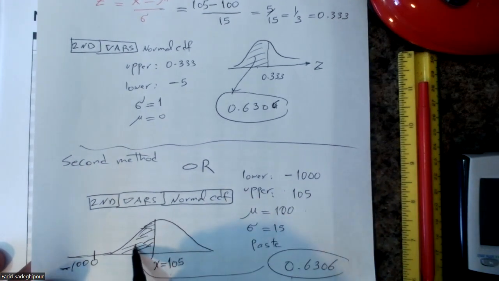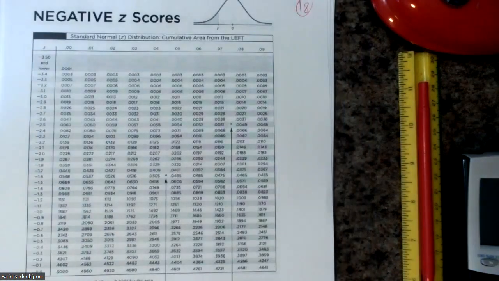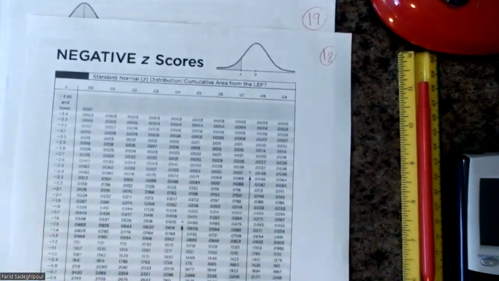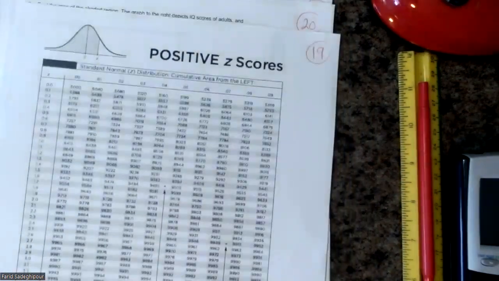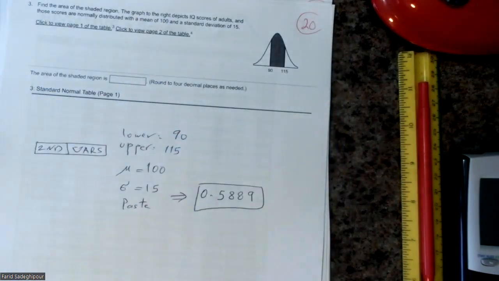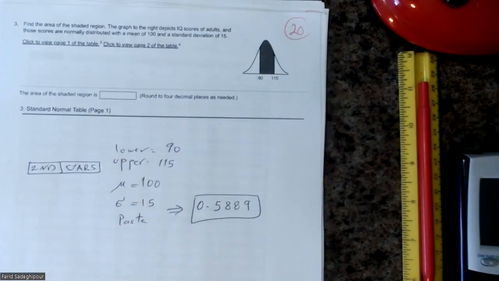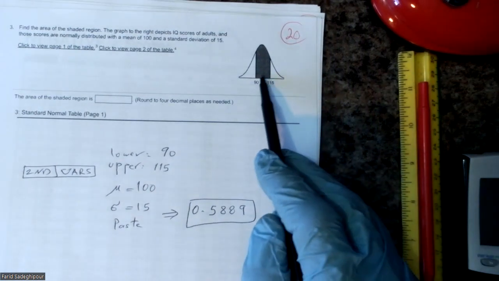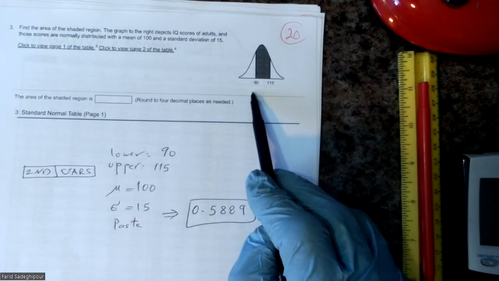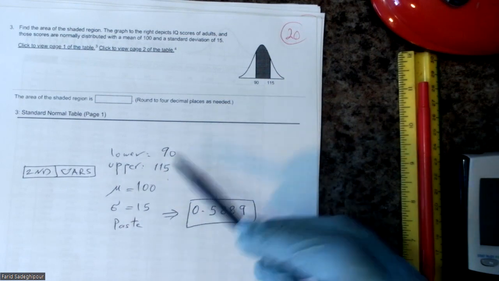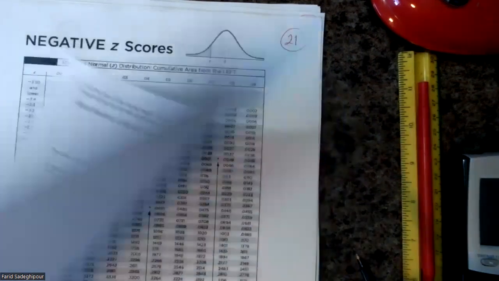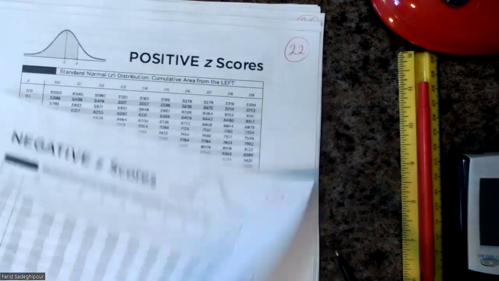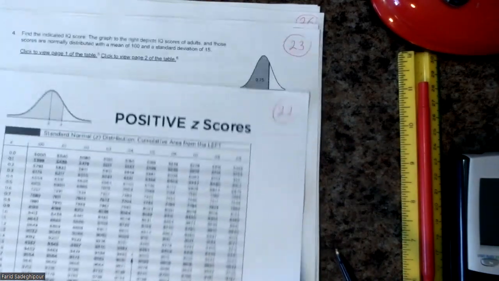Probability would be this one. So we don't really need to use this table anymore if you know how to use the calculator. These tables are given in case you need to use the tables. That one, probability is this shaded area. One end is 90, the other one is 150. Again, we don't have to use the table.